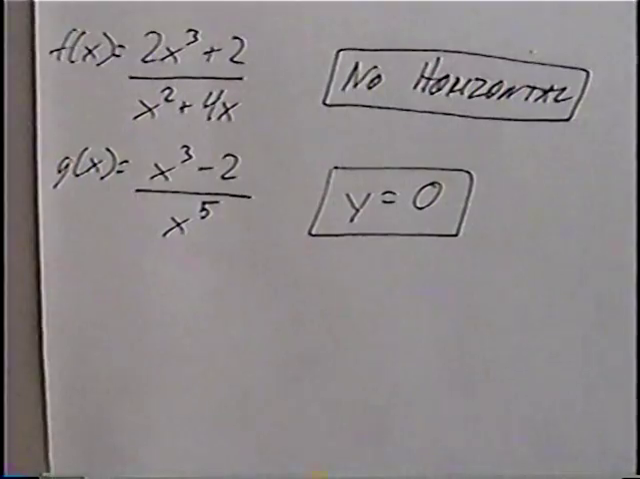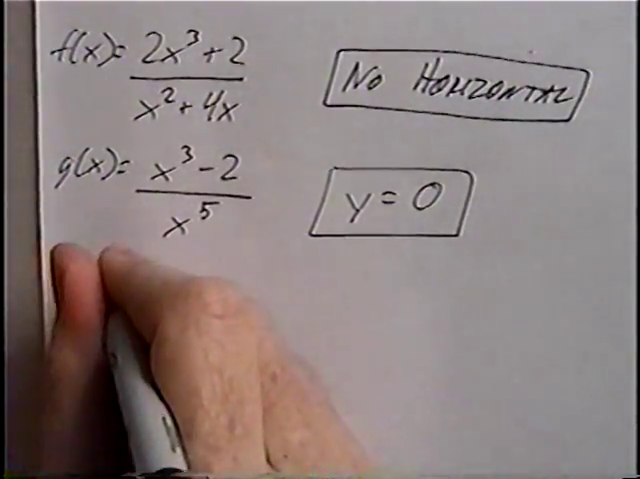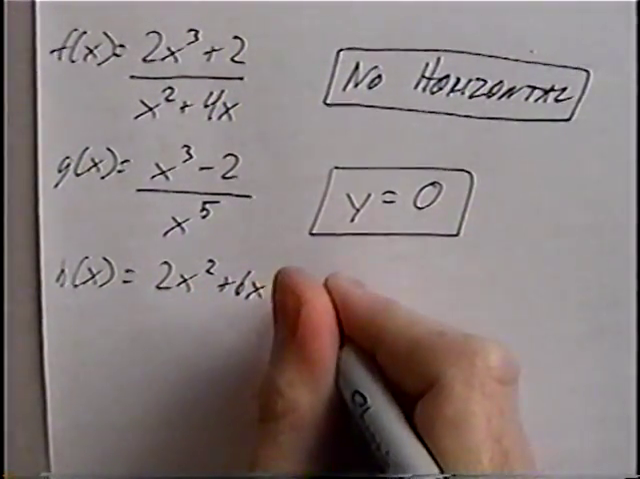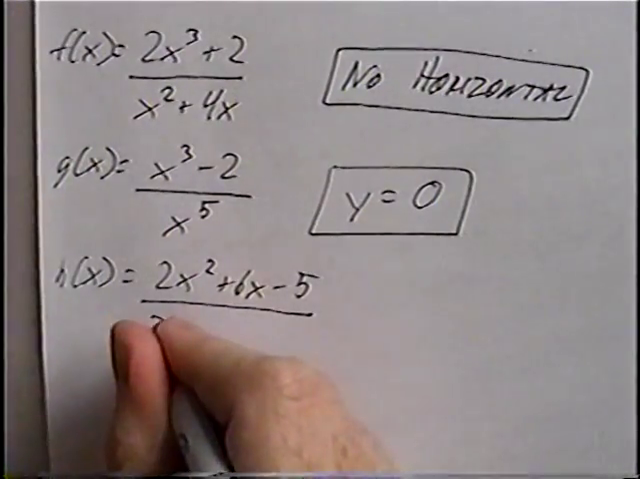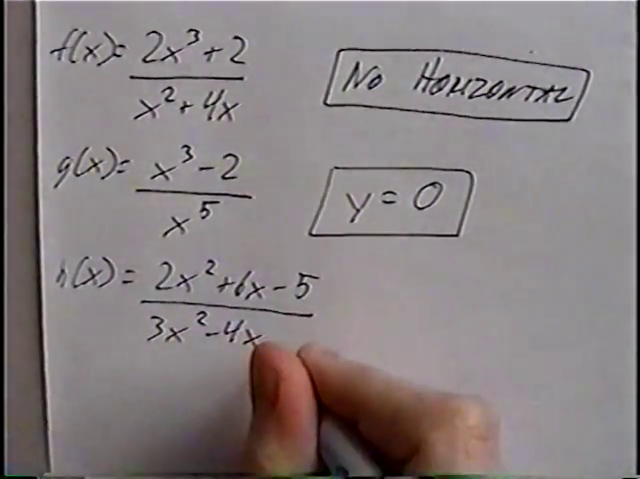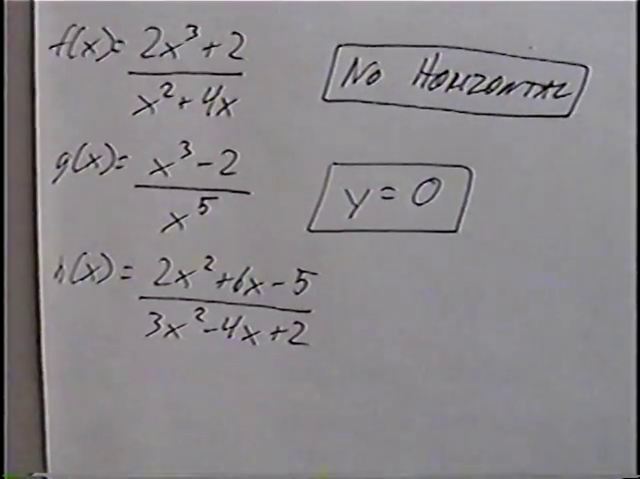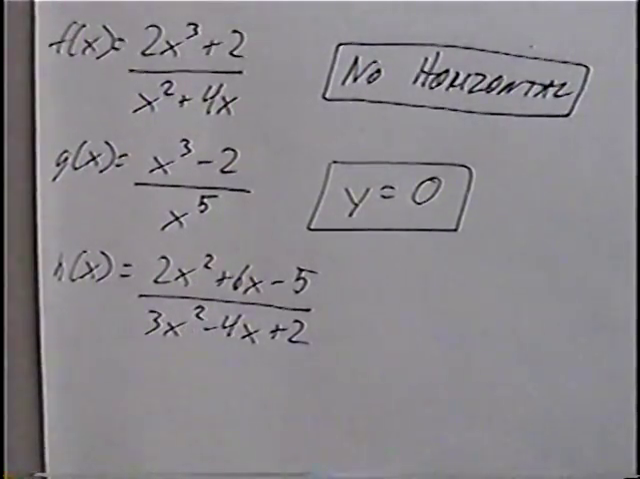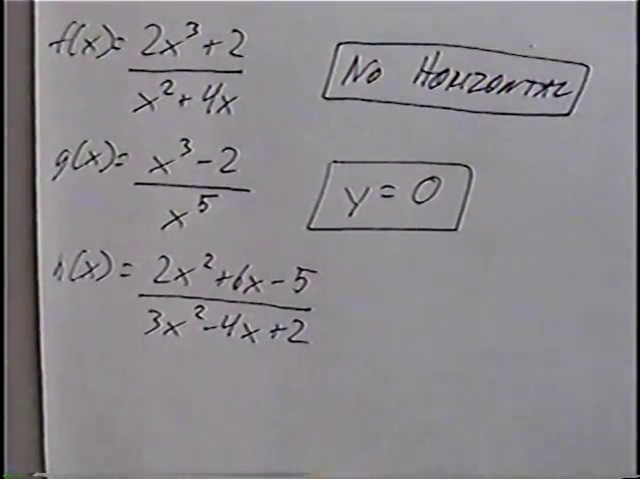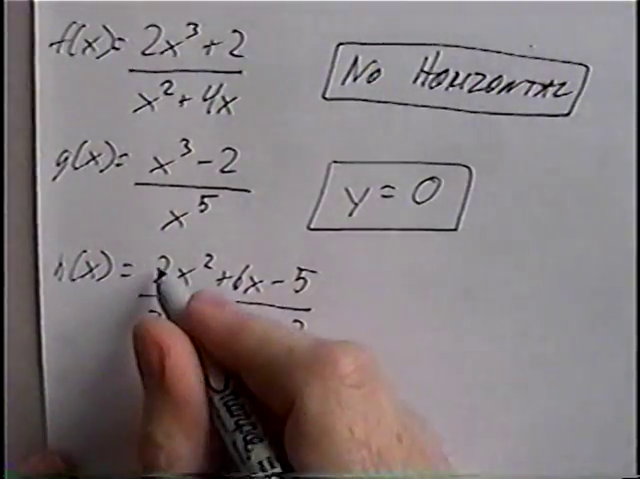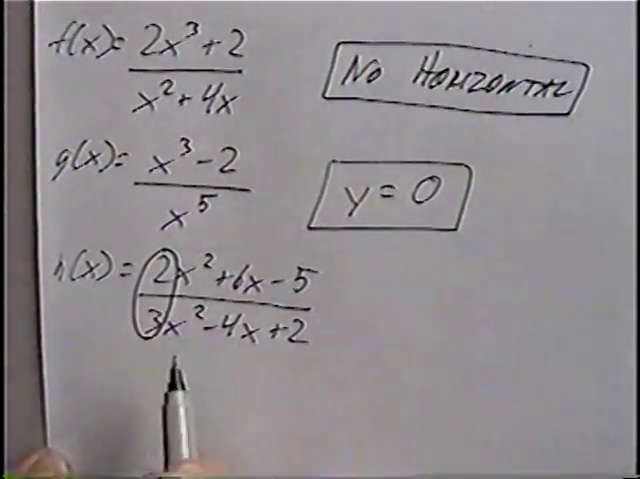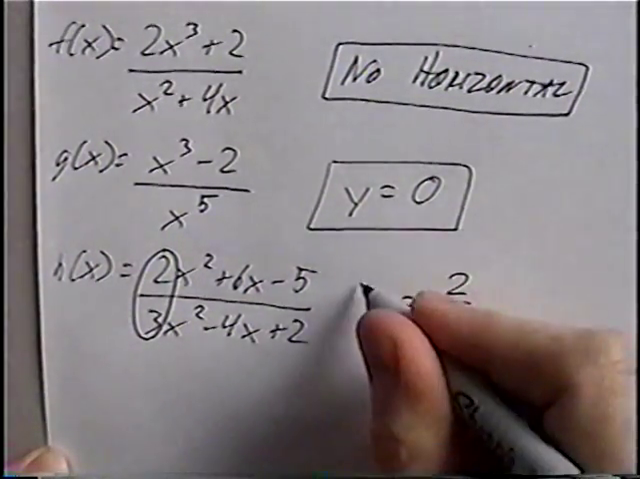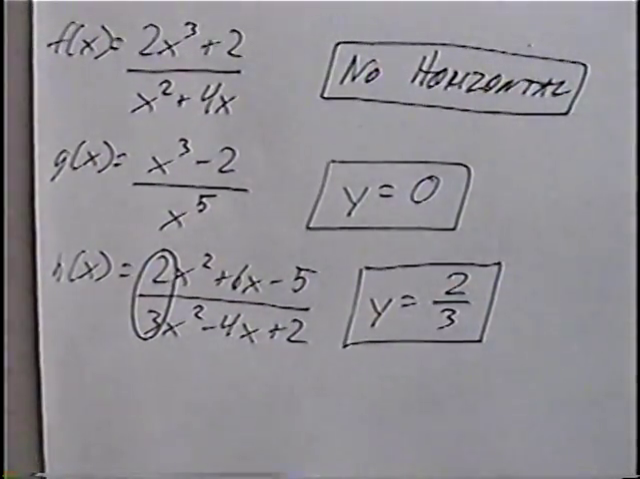And the last question for horizontal asymptotes is h of x equals (2x^2 + 6x - 5) over (3x^2 - 4x + 2). And again, for horizontal asymptotes, you look at the highest exponent or degree. In this case, they're both the same. The definition is a fraction of the leading coefficients. The leading coefficients are the numbers in front of the highest exponent. In this case, it's 2 over 3. So our horizontal would be y equals 2/3.